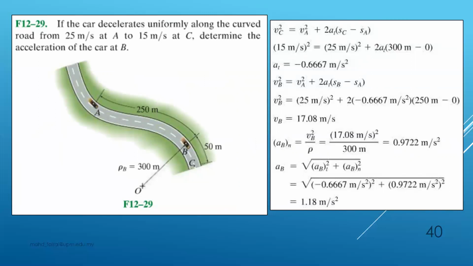If a car decelerates uniformly, remember, uniformly, along the curved road from 25 meters per second at A to 15 meters per second at C, C is here, we need to determine the acceleration of the car at B. Remember that in this particular problem, the deceleration is uniform.